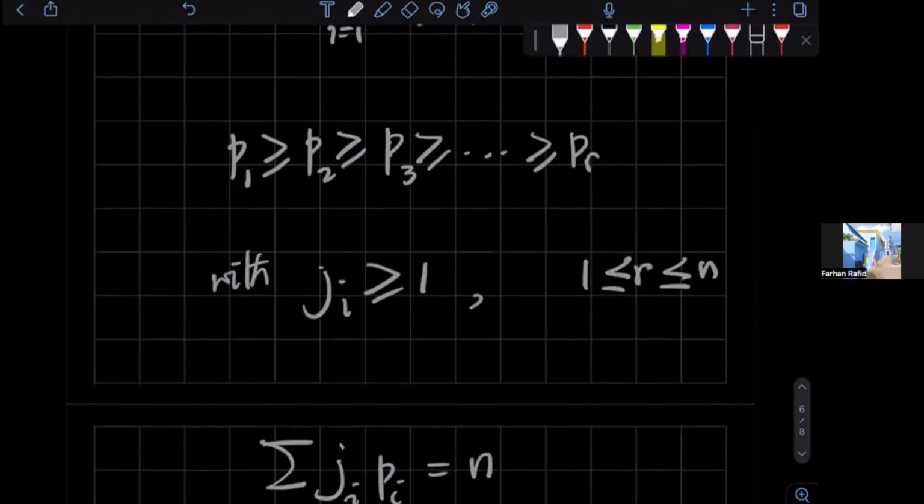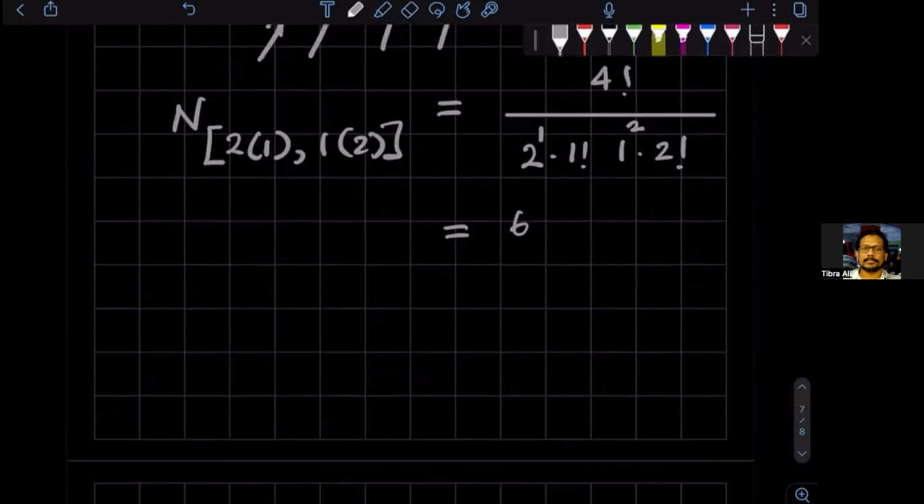Okay, so this is not really essential, but since we're doing some permutation, it's good to have some permutation-like calculation.